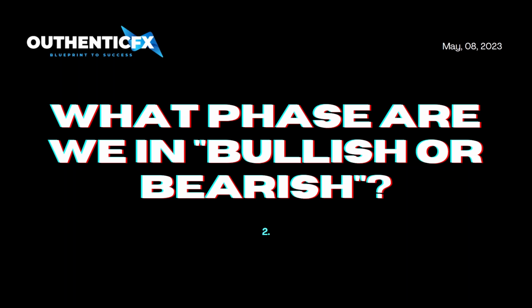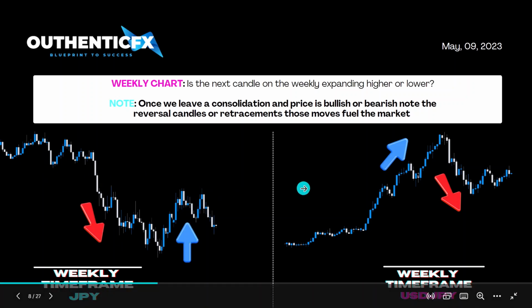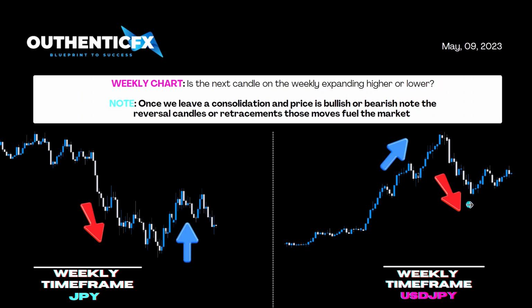What phase are we in? Are we bullish or bearish? Clearly right now, we can see that from this bearish push, we are pushing up. So we are bullish on the yen index and bearish on the USD JPY currency pair, right?